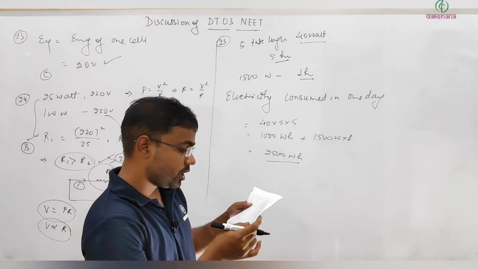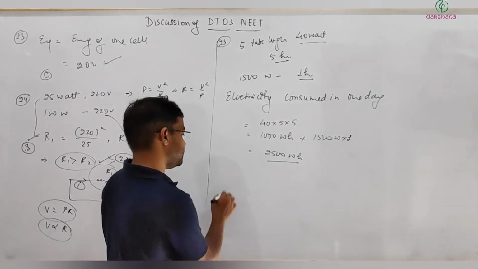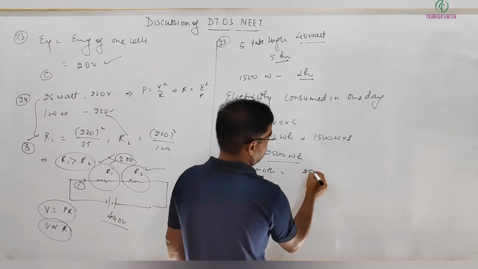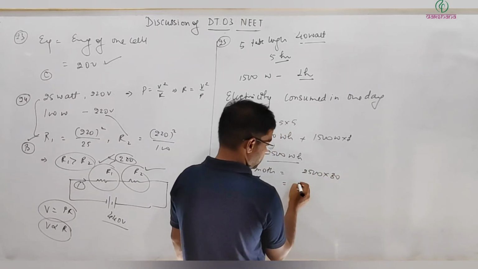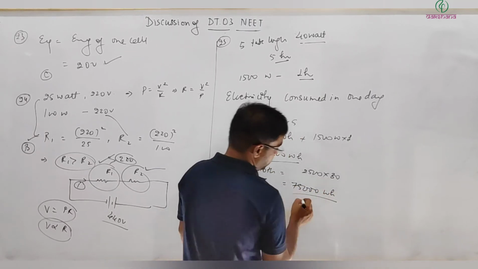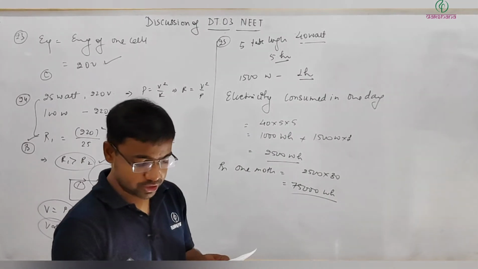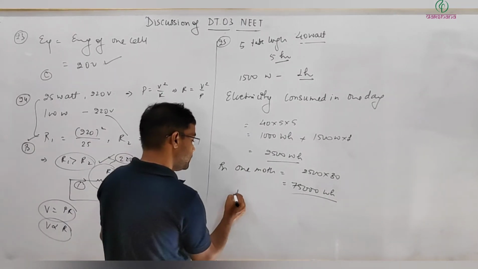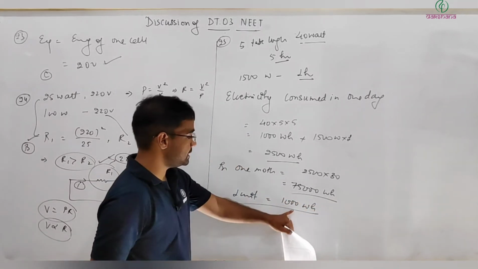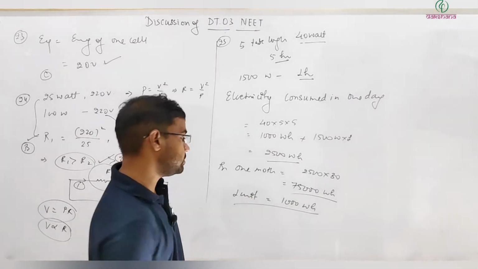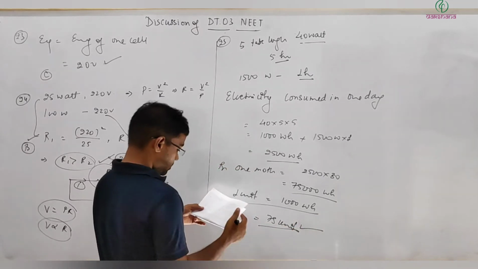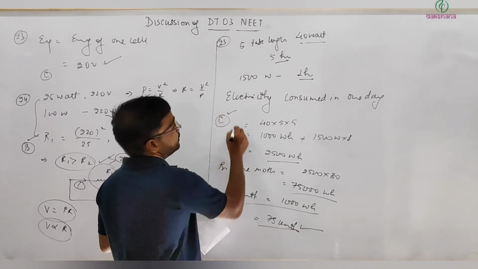Now it's saying number of units of electricity consumed in 1 month. In 1 month, it will be 2500 multiplied by 30, and that comes out to be 75,000 watt hour, right? This much power or electricity is consumed. 1 unit of electricity means 1000 watt hour. This is called 1 unit, so 75 units of electricity is consumed. Your answer matches with option C.